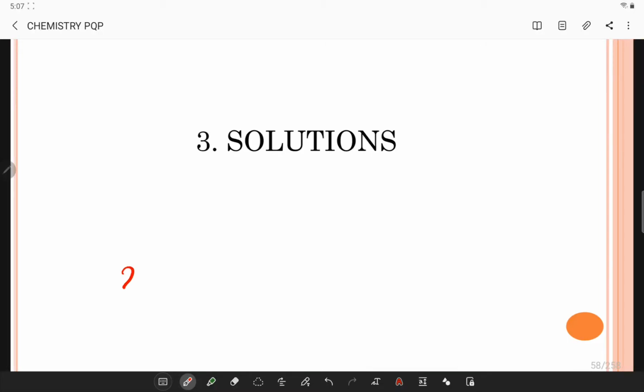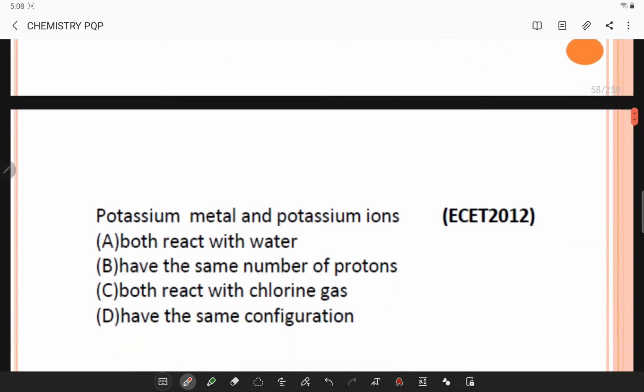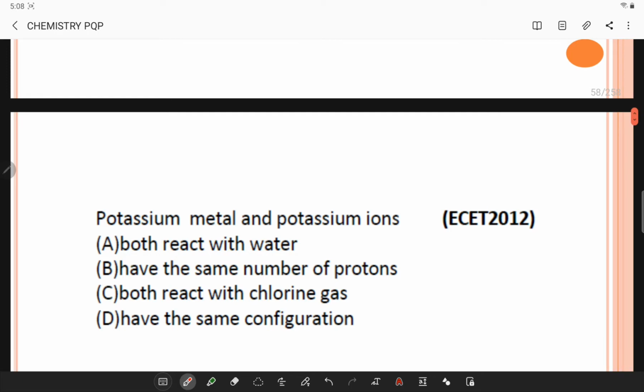Let's solve questions related to solutions in chemistry subject from 2012 to 2016 ESET previous question papers. So let's go to the first question. Potassium metal and potassium ions.